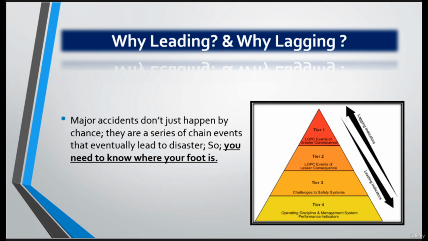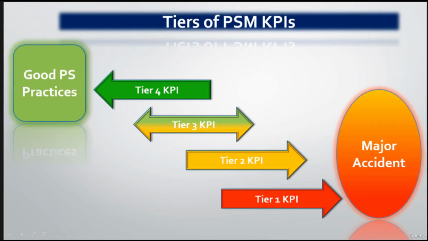on the lagging indicators. According to API Recommended Practice 754, the PSM KPIs are classified into 4 tiers. As you can see from this graph, we have 4 tiers of PSM KPIs. Tier number 1 KPI is the most lagging indicator, which leads to the event of a major accident. Tier number 2 is less lagging than tier number 1, of course. Tier number 3, I consider it in between the lagging indicators and the leading indicators. And at last, tier number 4, which is the most leading indicator, and it indicates good process safety practices.